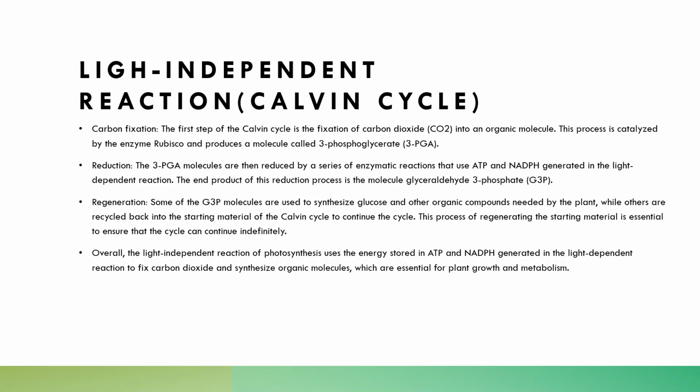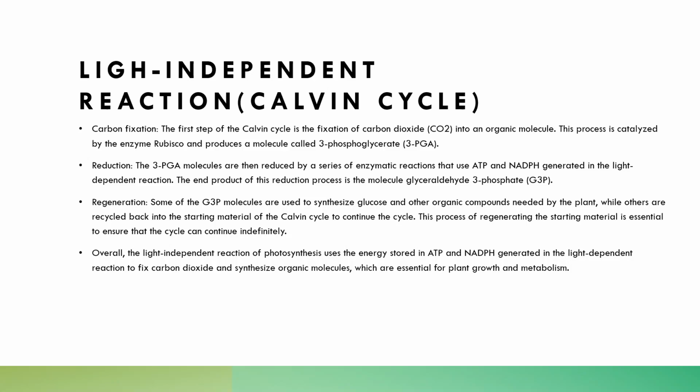which is also known as the Calvin cycle. The first step of the Calvin cycle is the fixation of carbon dioxide into an organic molecule. The process is catalyzed by the enzyme Rubisco and produces a molecule called 3-phosphoglycerate, or just 3-PGA. Rubisco is one of the most important enzymes, as it is the main way of generating glucose and other organic molecules, and it's one of the most abundant enzymes on Earth.